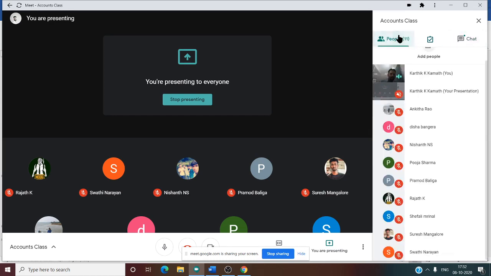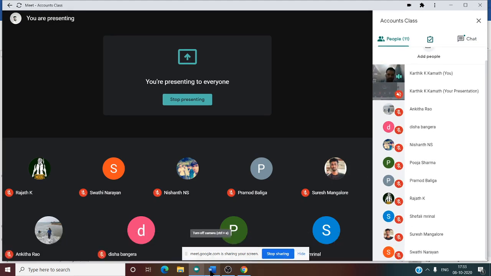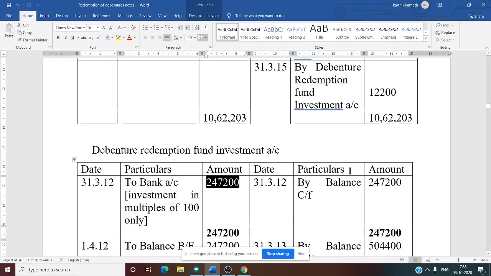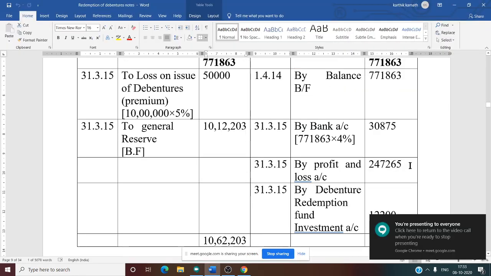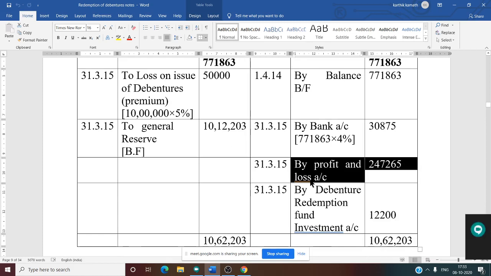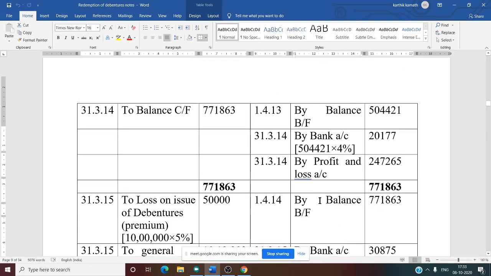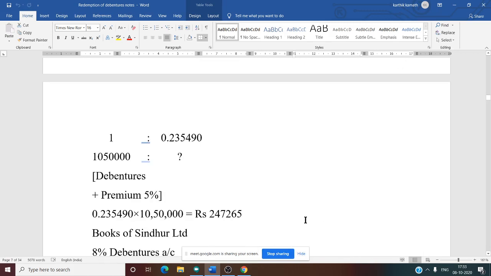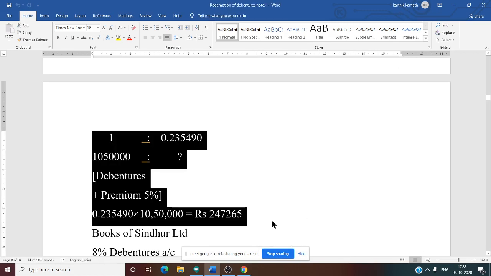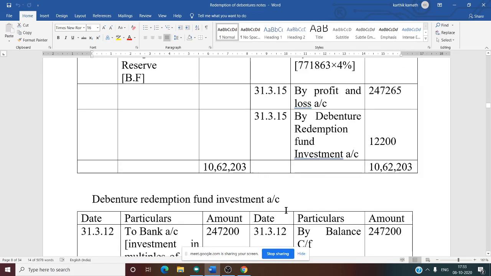Any answer, please? What is the appropriation amount we got in working note number 1? The appropriation amount we got is 2,47,265. This appropriation amount is what we need to set aside from the profit and loss account every year. See this working note number 1, 2,47,265. So that is our appropriation amount.